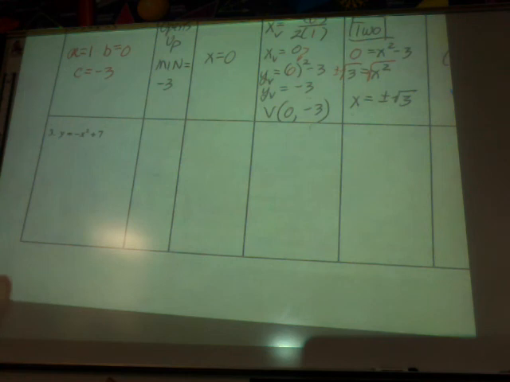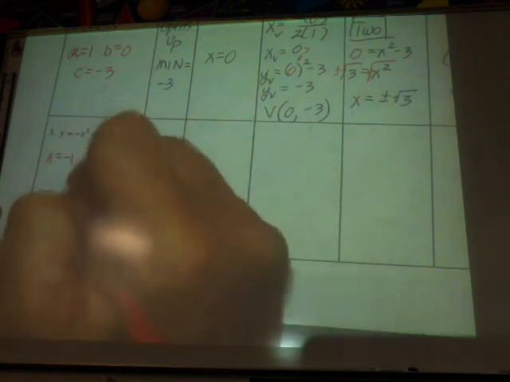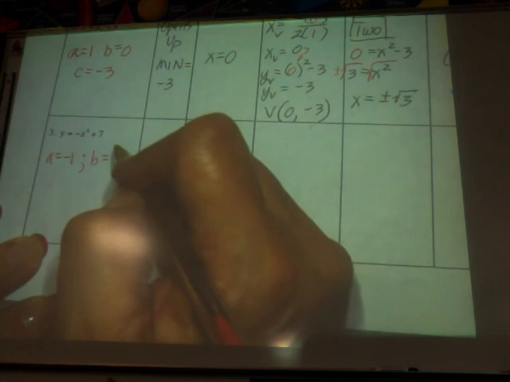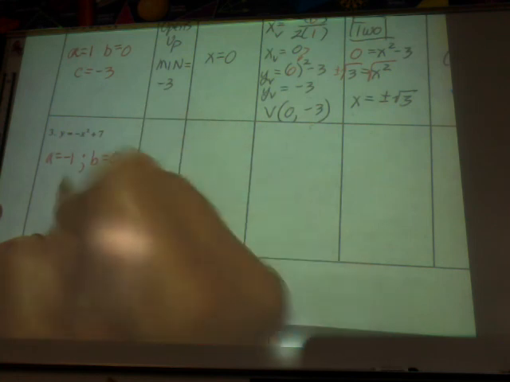Very first thing, a equals what? Negative 1. B equals, where's your x term? 0. And then c equals 7.